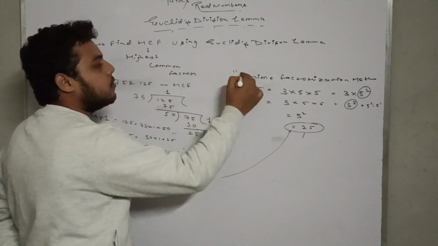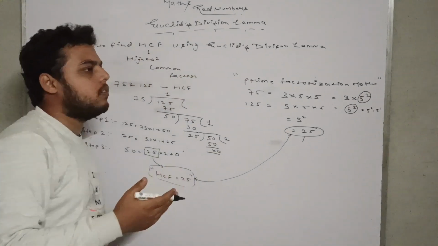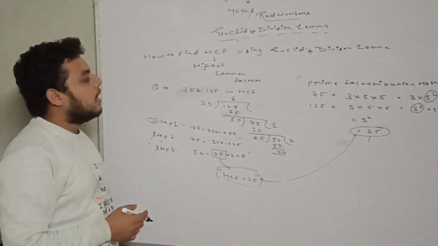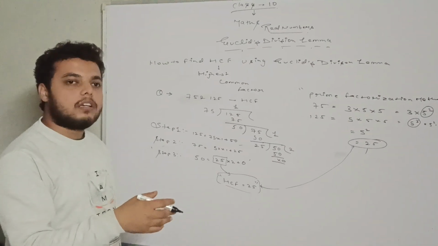This method is known as the prime factorization method that we have studied throughout our life from class 4th, I guess. And this other method is Euclid's division lemma, which we are going to study in class 10th.